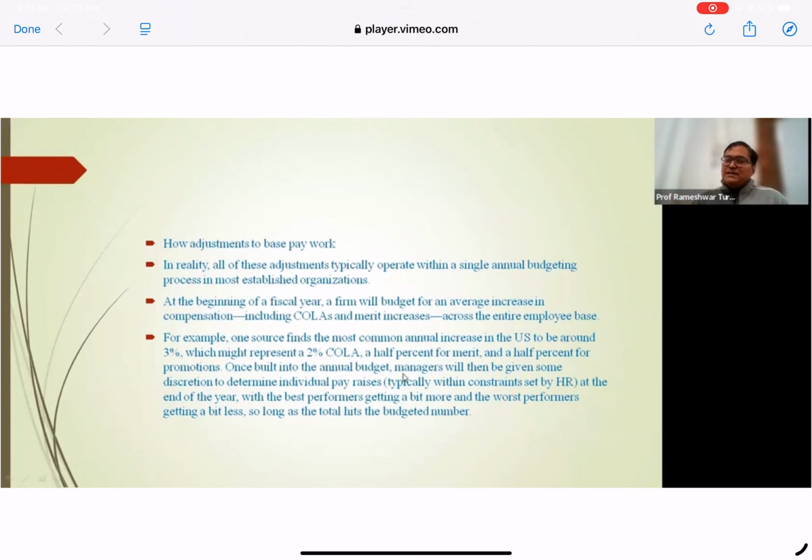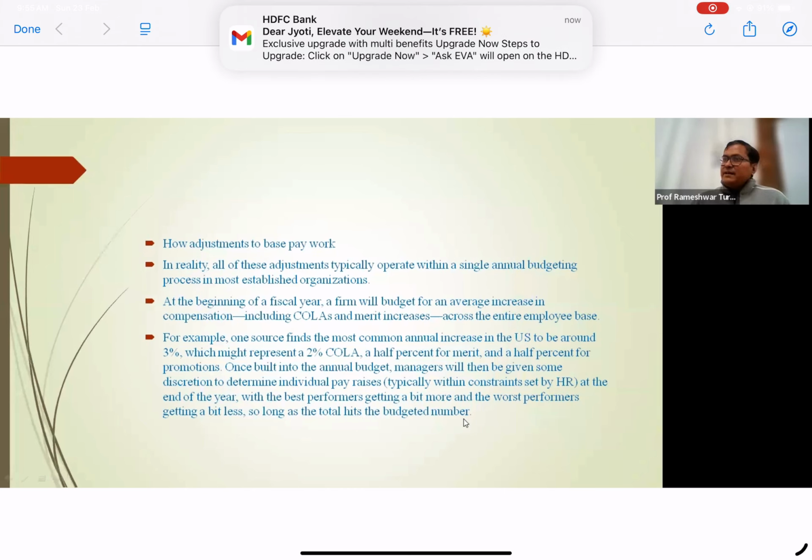Once built into the annual budget, managers will be given some discretion to determine individual pay raises, typically within constraints set up by HR. At the end of the year, the best performance gets a bit more and the worst performance gets a bit less, because only 0.5% remains. That 0.5% will be distributed based on performance. So long as the total hits the budget number, you cannot cross the budget number. That's how it happens at the macro level, company level.